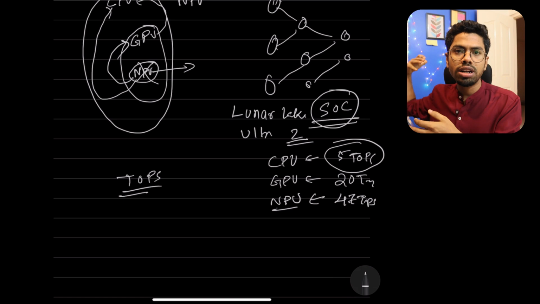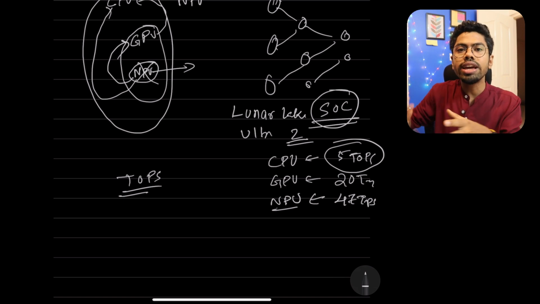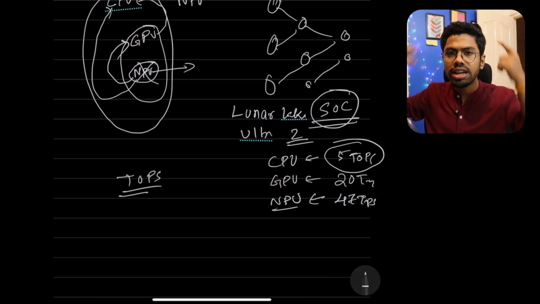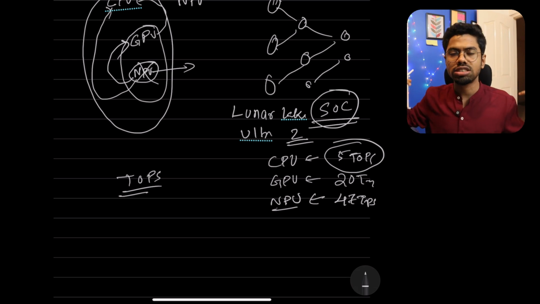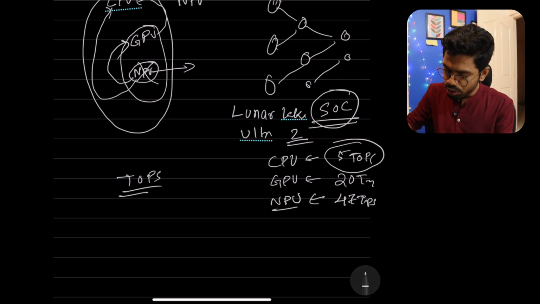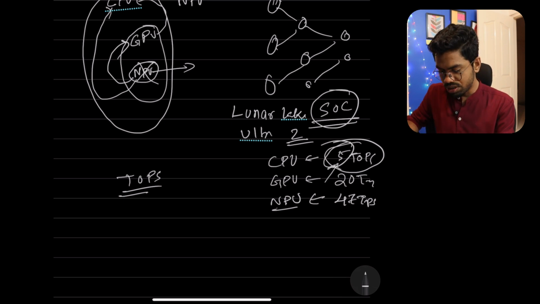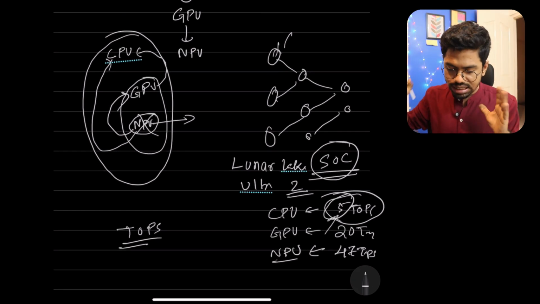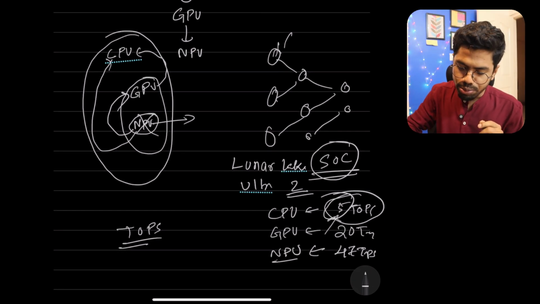For example, I want to blur my background. It's actually a process of artificial intelligence because it is detecting the edges of my body, right? So if it is a very minor or trivial job, then that can be done by the CPU only, because the CPU has these 5 TOPS. So in a nutshell, this is what CPU, GPU and NPU mean.